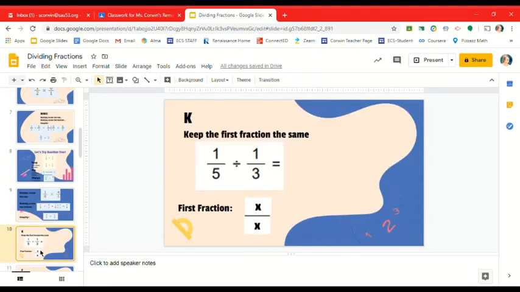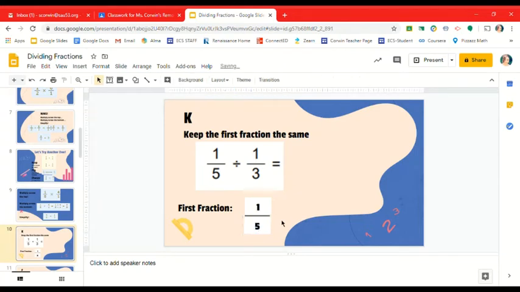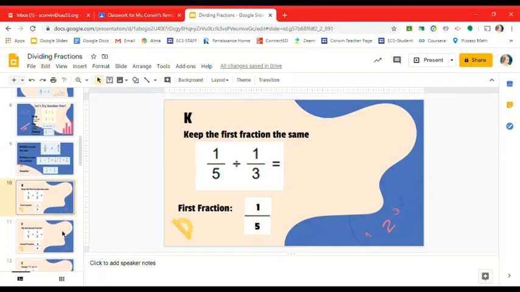So let's do this one together. On your slides, I made it so that you can change these numbers when you click on them. I put an X there so that you can see them. But we have K, keep. Keep the first fraction the same. So we're going to keep the first fraction. So you have to rewrite the first fraction here. So we have 1/5 because we keep the first fraction the same. So 1/5, they should match.